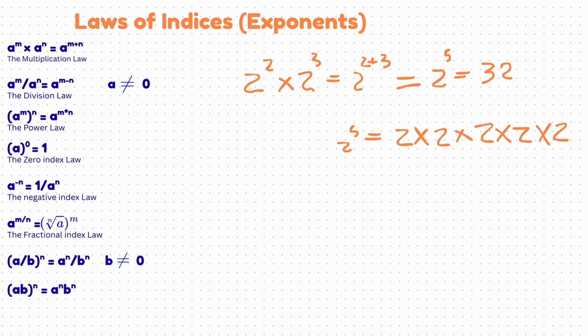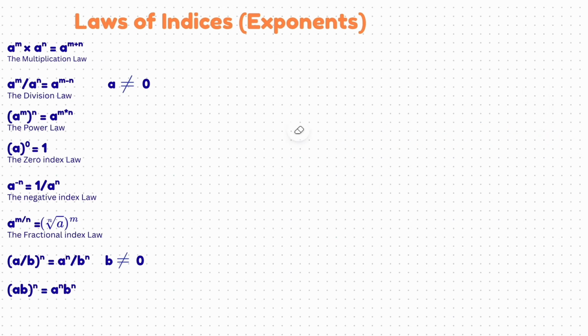Let's move on to our division law. The division law states that when we're dividing indices with the same base, we subtract the indices, given that our base is not equal to 0. So a raised to the power of m divided by a raised to the power of n is the same thing as a raised to the power of m minus n.